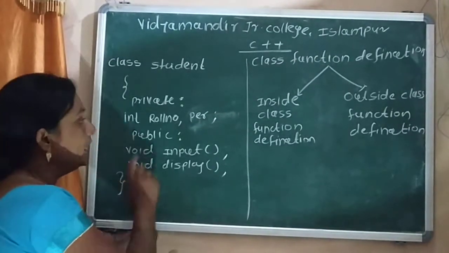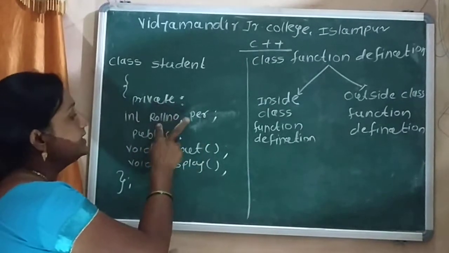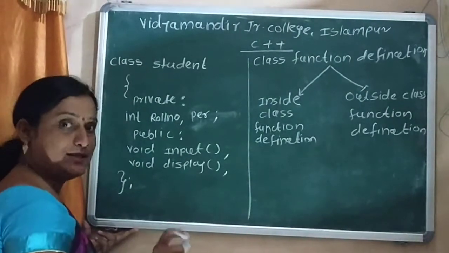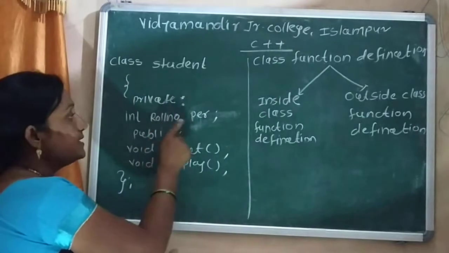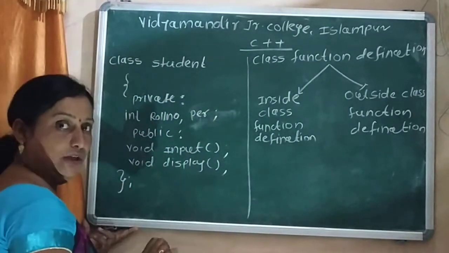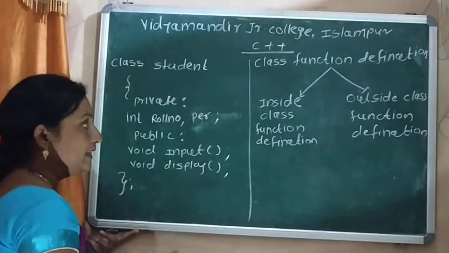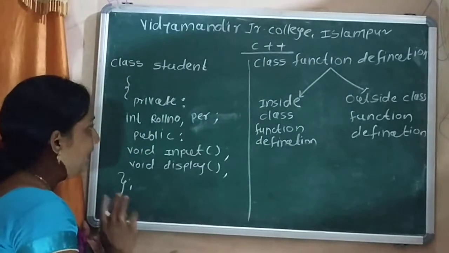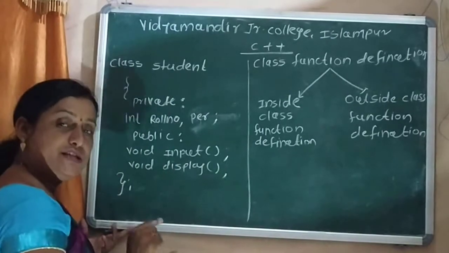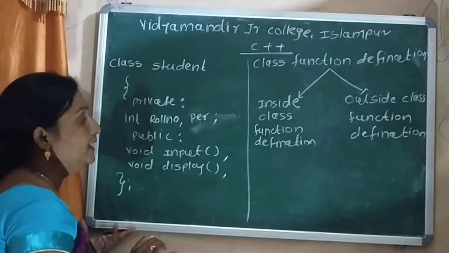In this example, roll number and per, that is the percentage, are the two data members. Data members are nothing but variables also. This roll number and percentage can be used within the class only. Outside the class we can't use the roll number and per variables. This gives the hiding facility, which is the main concept of OOP.